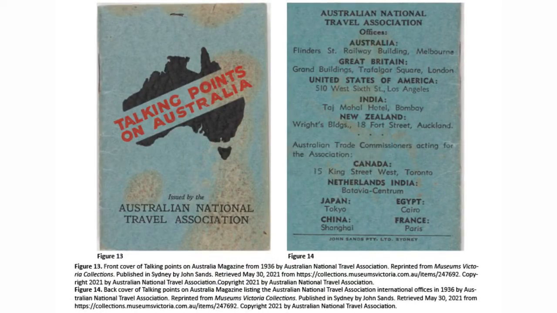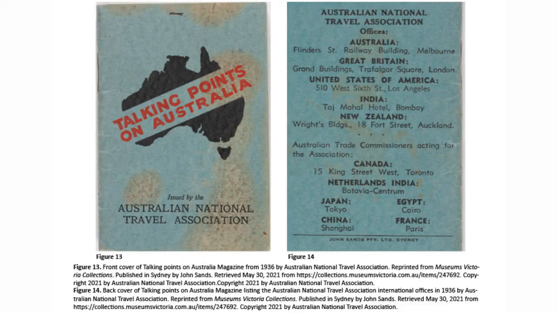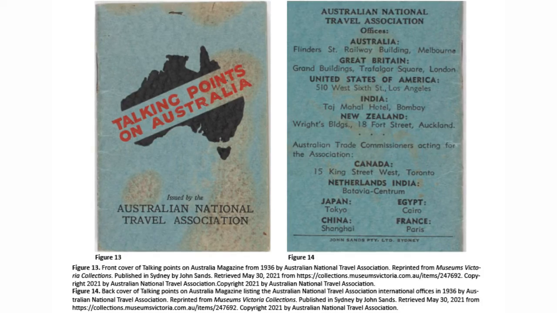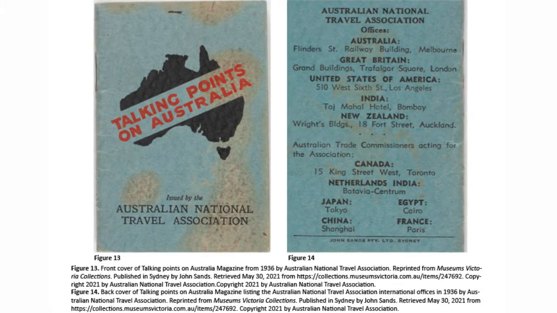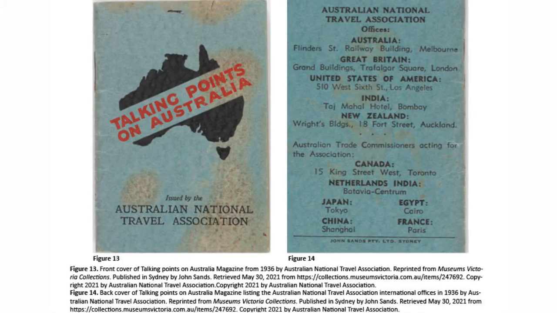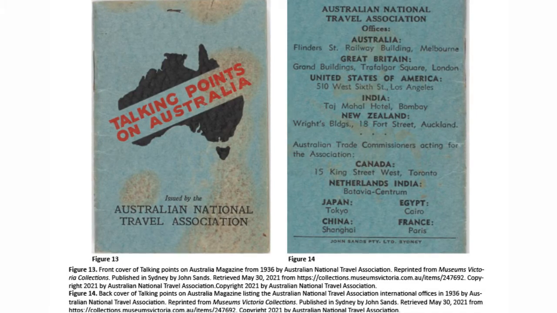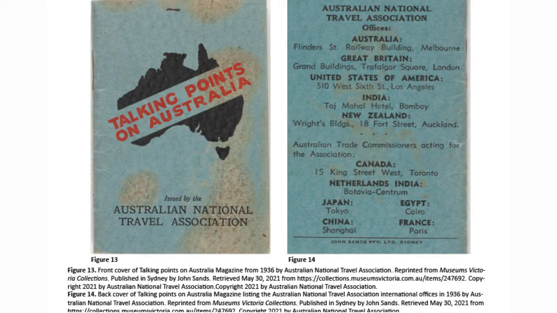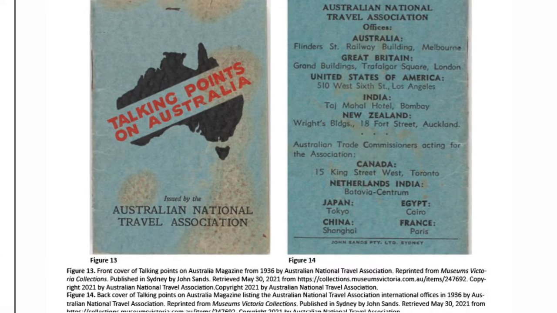The ANTA was established in 1929 to create awareness of Australia to the rest of the world, and was partially government-funded, working closely with Australian tourism businesses. During World War II, the international offices closed and the ANTA only started promoting Australia again in 1946.